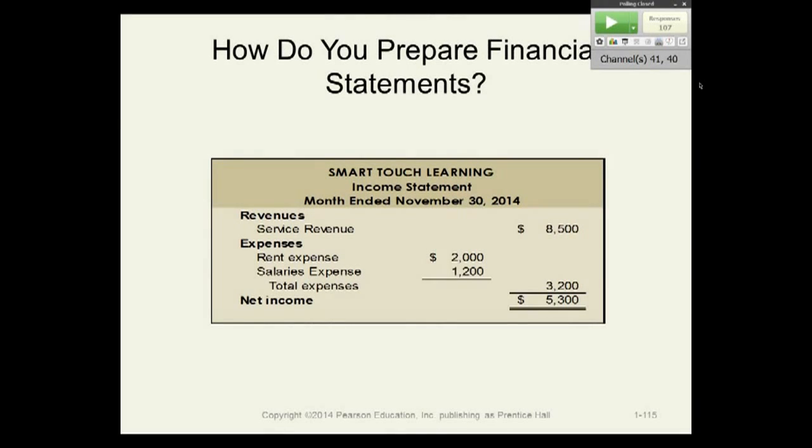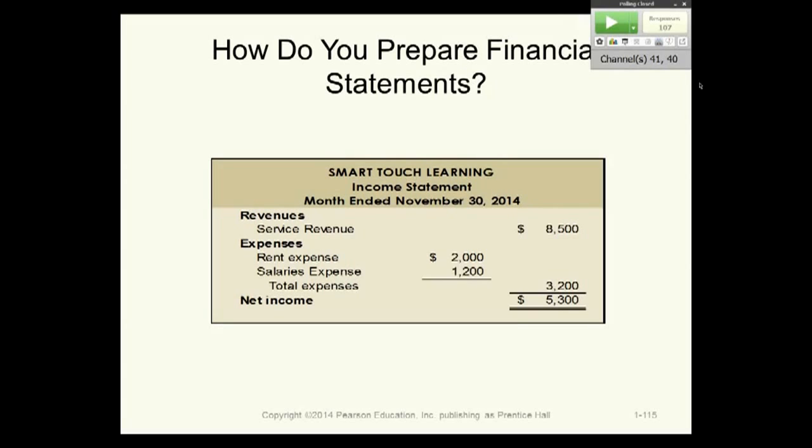And here it is. This is the income statement for Smart Touch Learning. A couple of points to recognize. You got the title of the company. So remember, if this is an exam or homework or a quiz, you have to basically have the title of the company, the income statement, and it's for the month ended. It's a flow. The income statement is over a period of time.